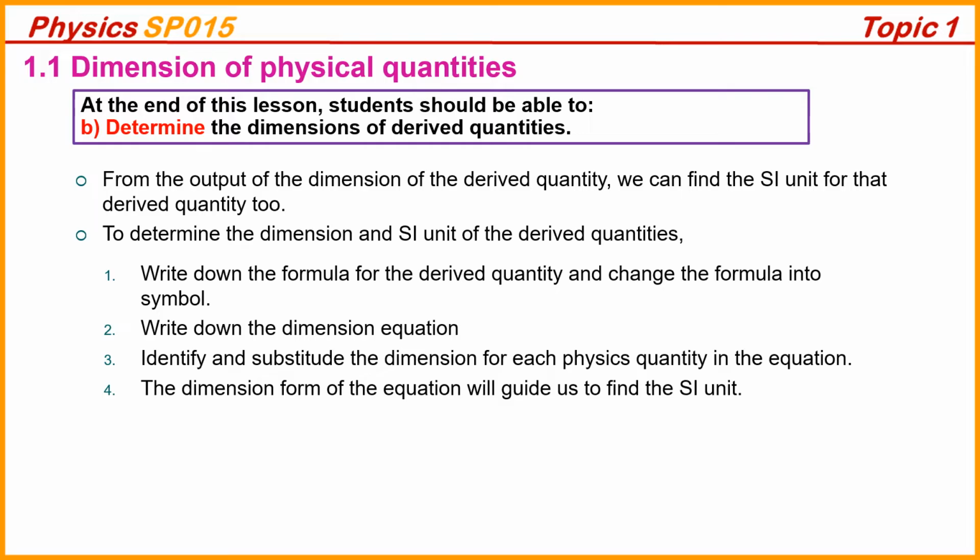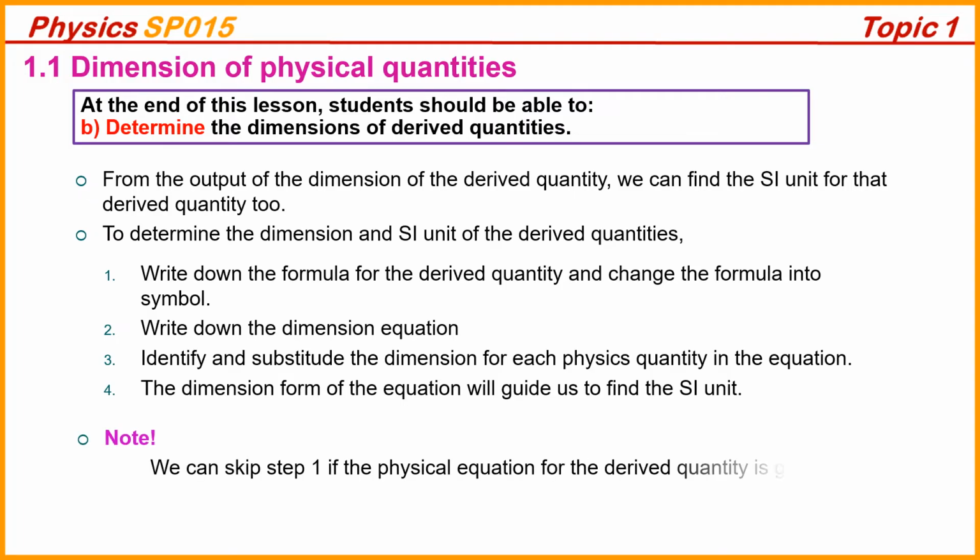The second one, you can write down the dimension equation and then identify and substitute the dimension for each physics quantity in the equation, and then the dimension form of equation will guide us to find the SI unit. Do take note that we can skip step 1 if the physical quantity for the derived quantity is given. So you can write down directly the dimension equation if you know the equation for that physics quantity.